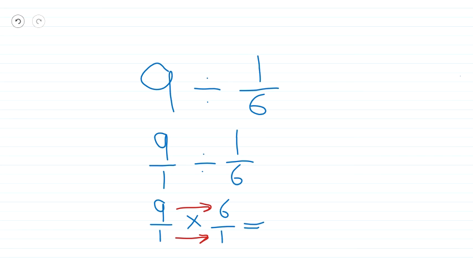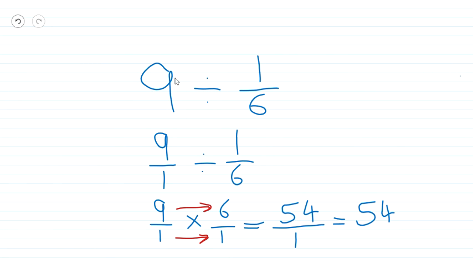So now 9 times 6 is equal to 54. 1 times 1 is equal to 1. And 54/1 is pretty much the same as saying 54. That's it. Pretty simple, pretty straightforward.